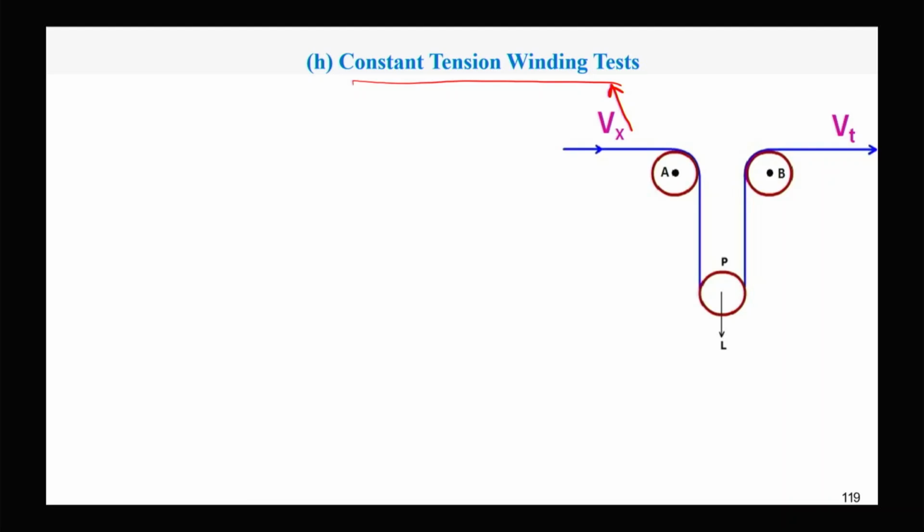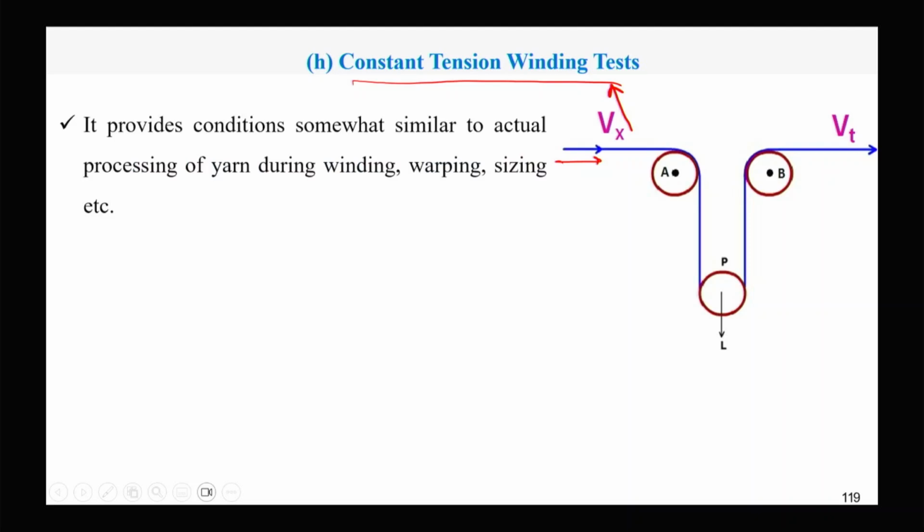The principle here is that the yarn is moving through guide rollers A and B, and some load is being applied on the yarn. So L is the load applied, Vx is the input speed and Vt is the output speed.